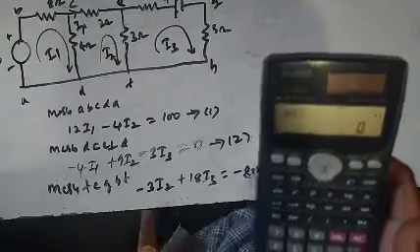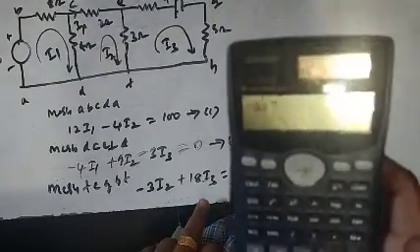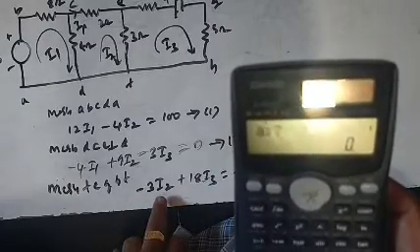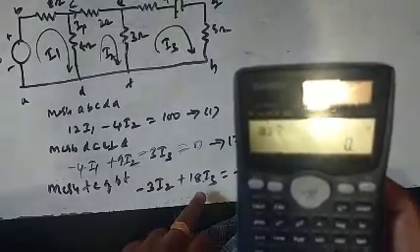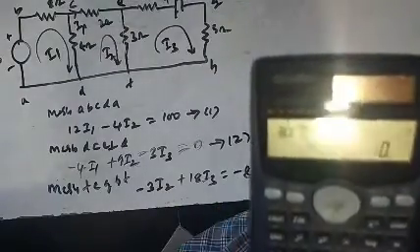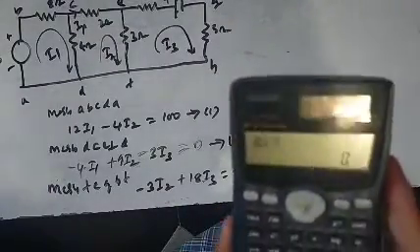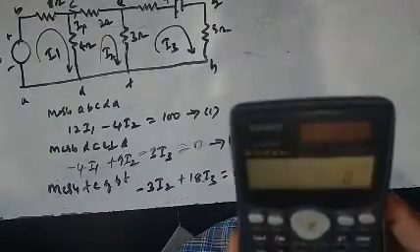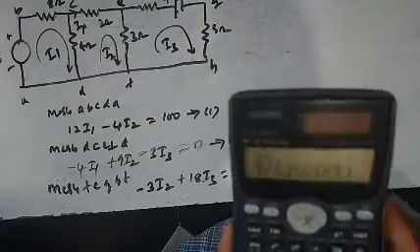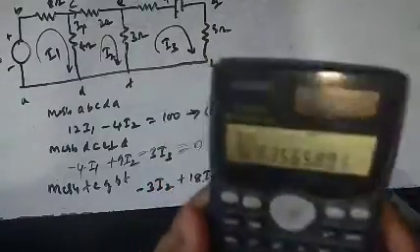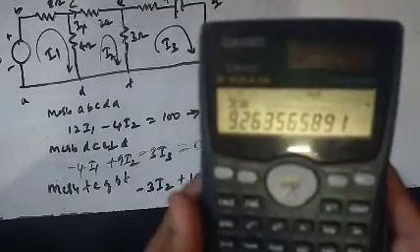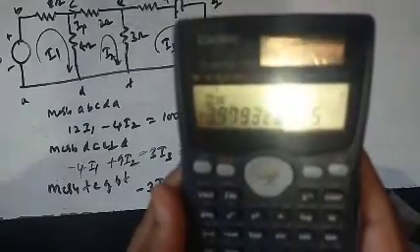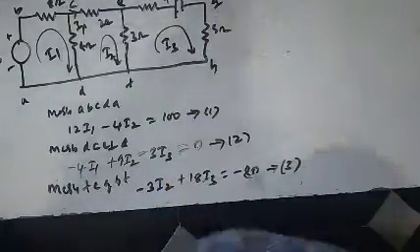Now A3 is 0, B3 is minus 3, C3 is 18 and D3 is minus 80. So substituting that, with this I get X as 9.26, Y as 2.79 and Z as minus 3.97.